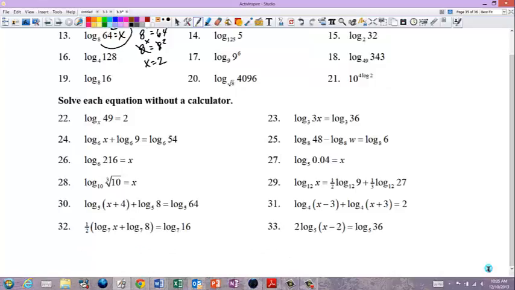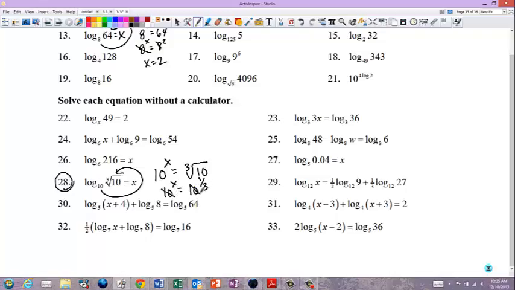Now these you might have to do a little more work with. They're all just a little bit different. I'll do 28. If I rewrite it, 10 to the x equals the cube root of 10. Well, that's the same as 10 to the 1/3.